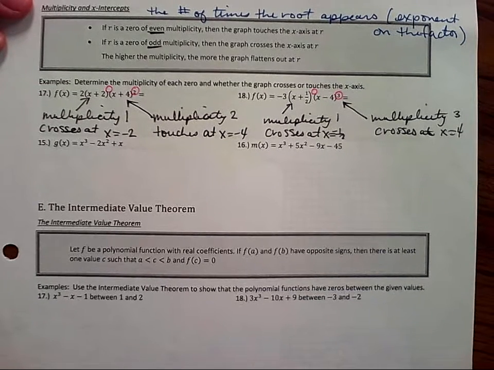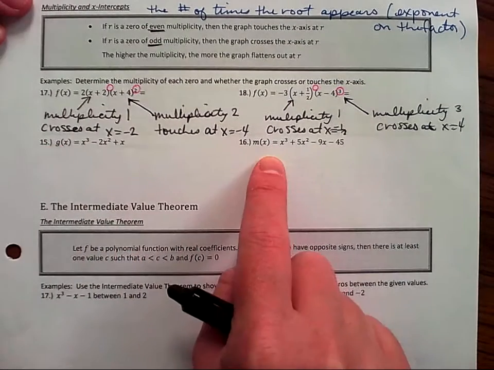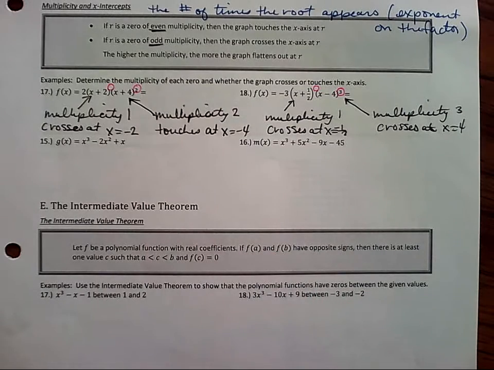Something hard to see? No, I was just... Okay. All right, so you guys do 15 and 16. 15 and 16 we factored on the previous page.